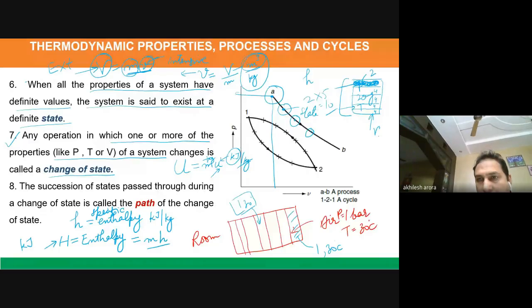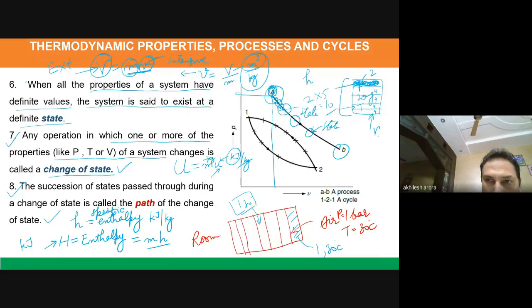So this is a particular state, this is another state, and this is another state. So there are different states the system is going through. When the state of the system is changing, it is known as the change of state. And the succession of states passed through during a change of state is called a path of the change of state. So once you know the changes in pressure and volume, suppose the system was initially at this particular point, then it moves to this, then moves to the next point. That means we are defining the path through which the system is passing.